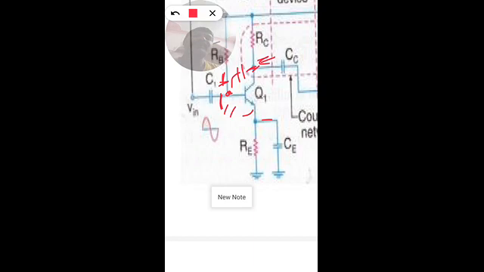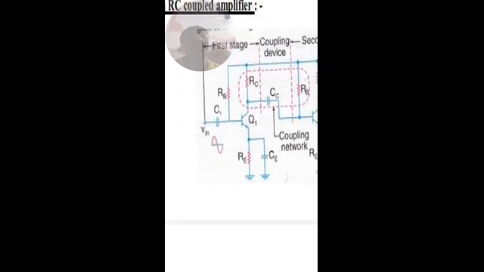So the electrode capacitance will come into effect. The reactance of the electrode capacitance is very low at high frequencies, so it effectively short circuits the terminals, and the signal does not get amplified properly. Instead of amplifying, the signal passes directly from the input to the output. That's why the gain decreases at high frequencies, because of the electrode capacitance of the transistor.